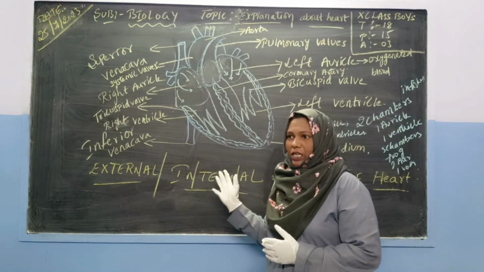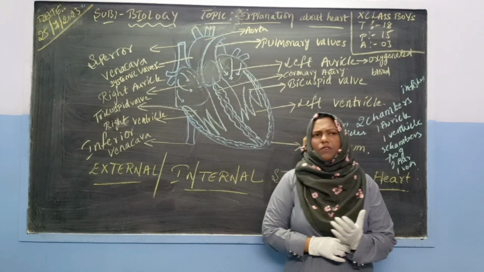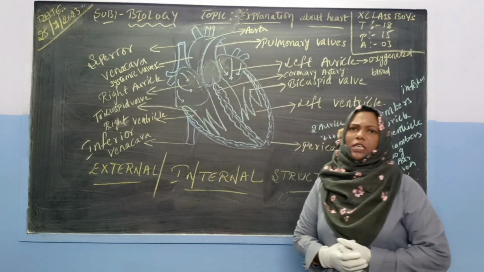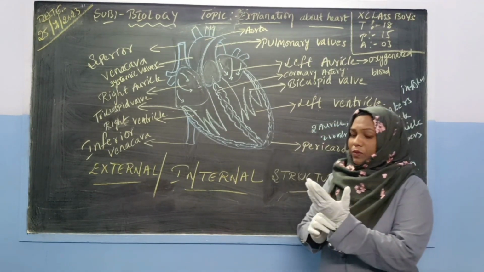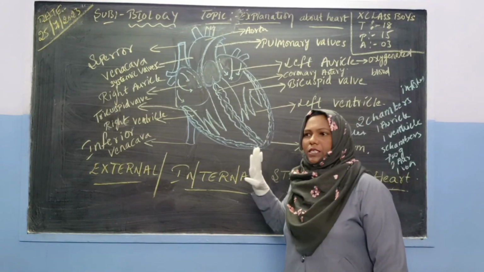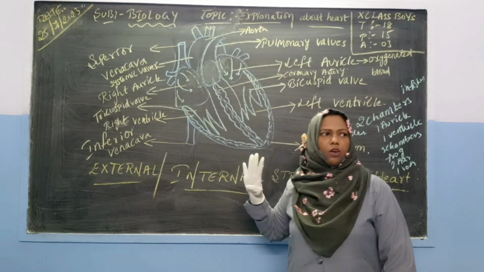Now this is the internal structure of the heart. We have seen the protection, how it is present, what the shape is, what the structure is. But here also 4 types of valves are present. Do you know what valves are?